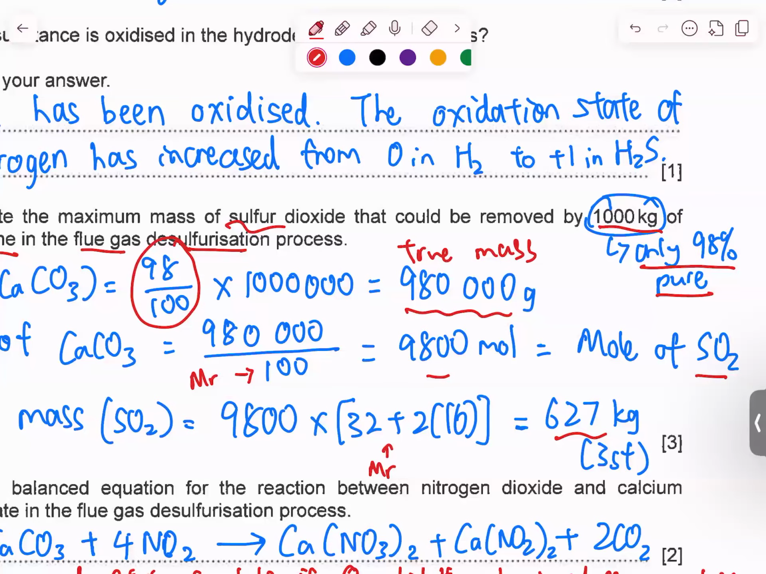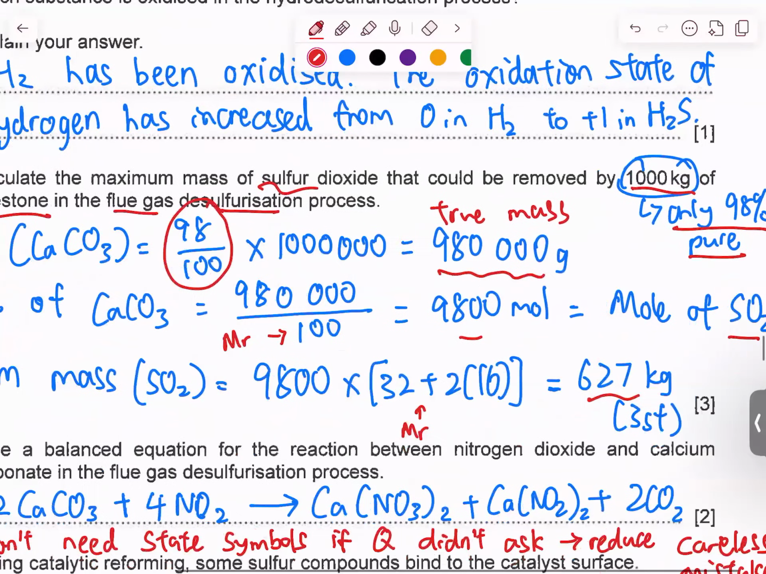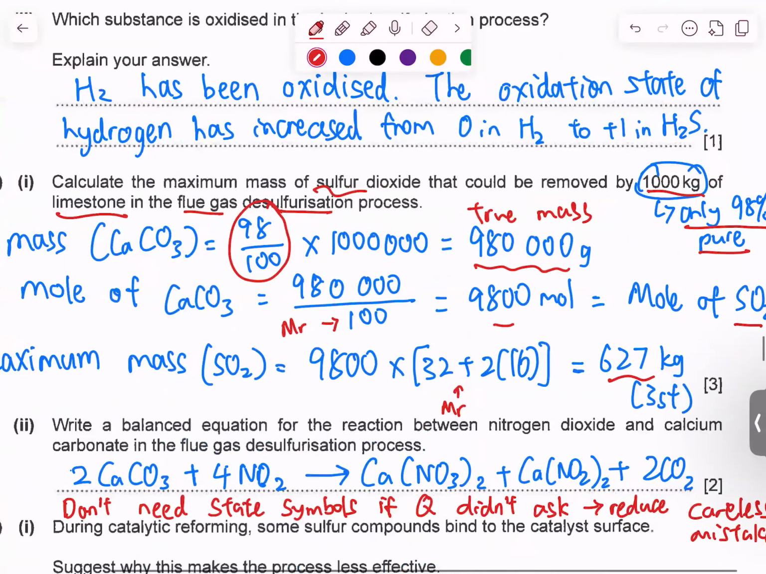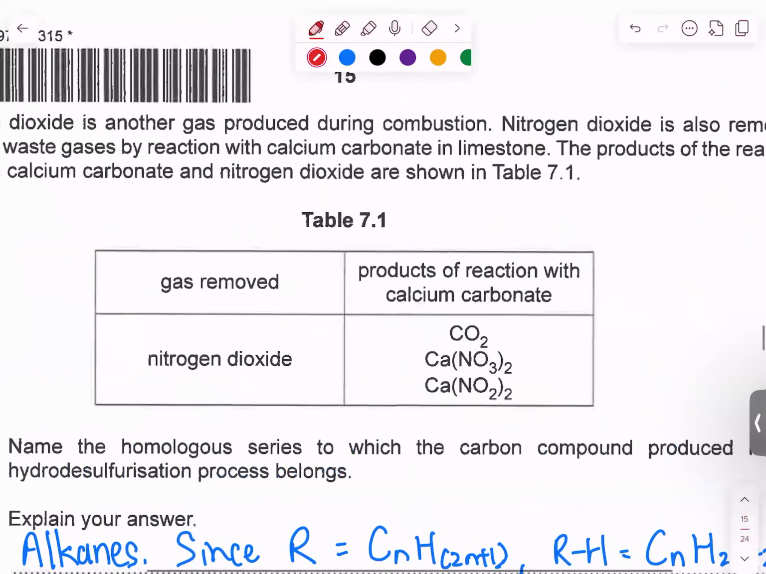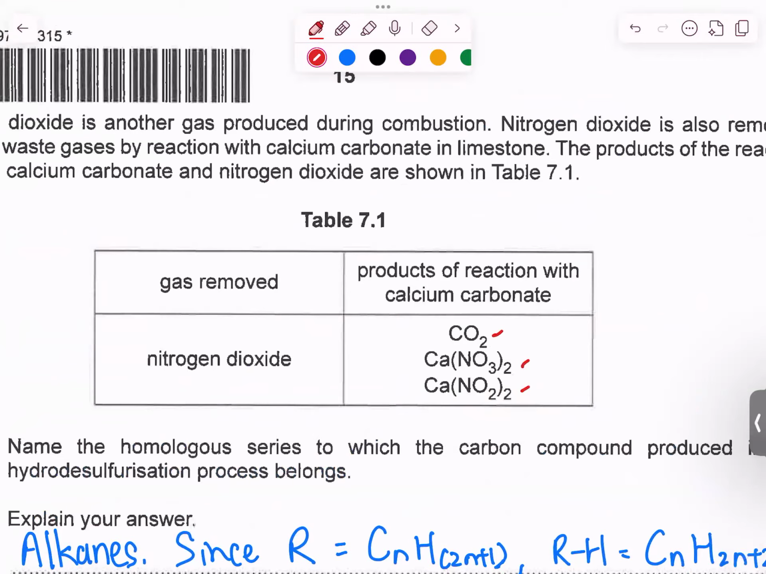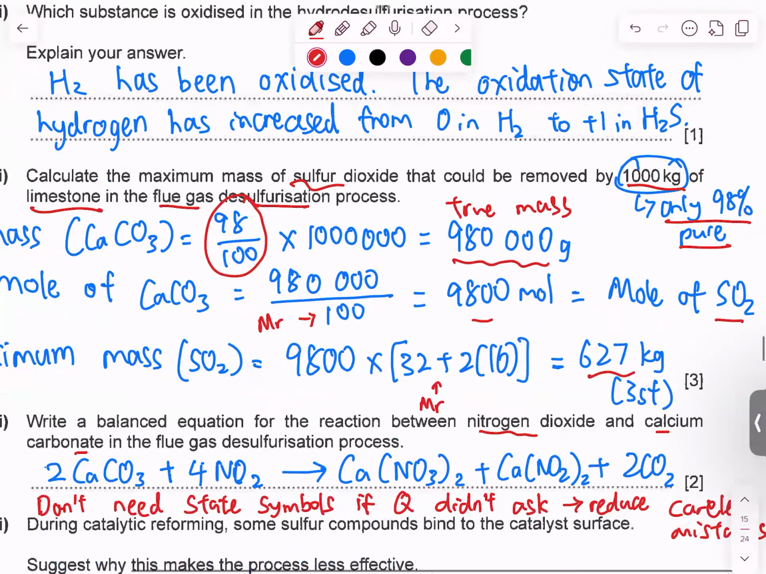Okay, you can write this in kilograms or grams, right? Both will be accepted. Next, write the balanced equation for the reaction between nitrogen dioxide and calcium carbonate. So essentially, it's this part of the question here. They already gave you the products over here. All you need to do is to write the chemical equation and balance the elements.